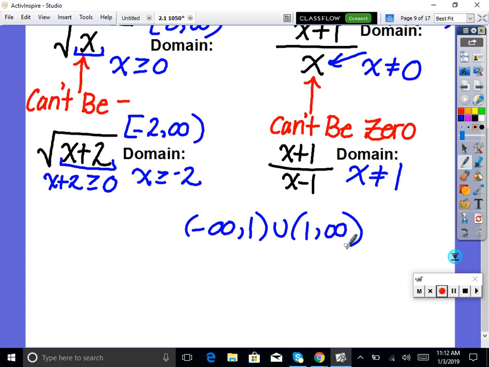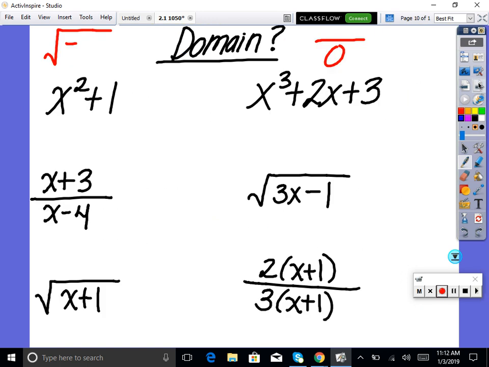Alright, so now we're going to be doing just extremely advanced domains. So right here, what is the domain of x squared plus 1? Negative infinity to infinity. Guys, quadratics don't have restrictions. Do you see a fraction? No. Do you see a square root? No. So there are no restrictions. Therefore, the domain is all real numbers. Are we good? Yep. All right, moving on.